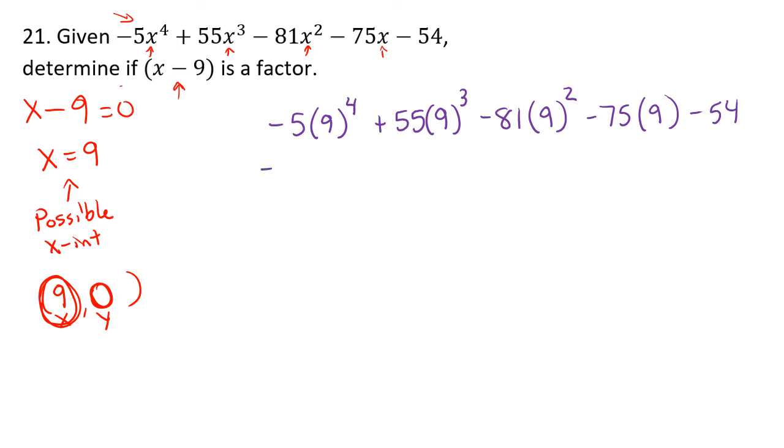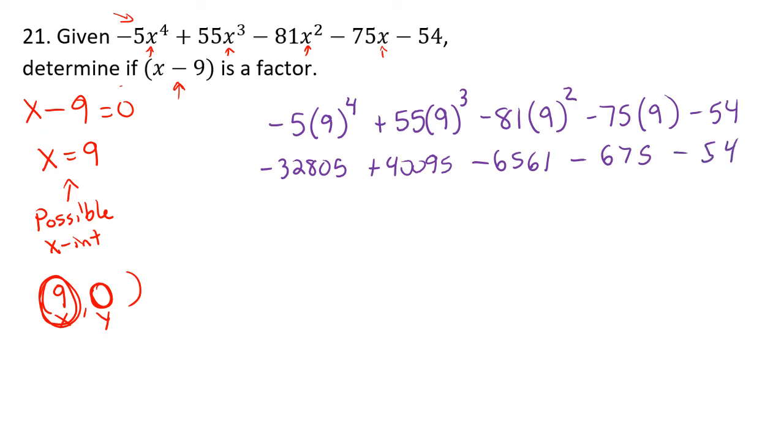That gives me negative 32805. All right. Now I'm going to do 55 times 9 to the third power. That gets me 40095. Now I'm going to do negative 81 times 9 squared, and I get negative 6561. Now negative 75 times 9 is negative 675, minus 54.